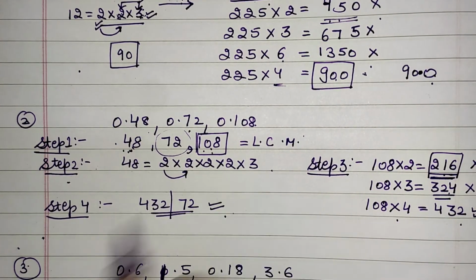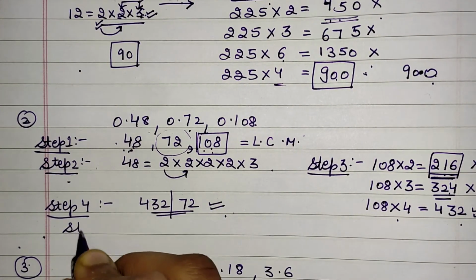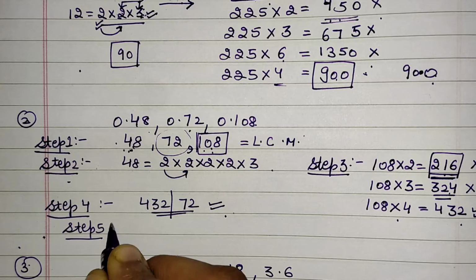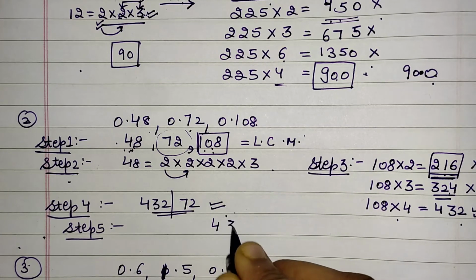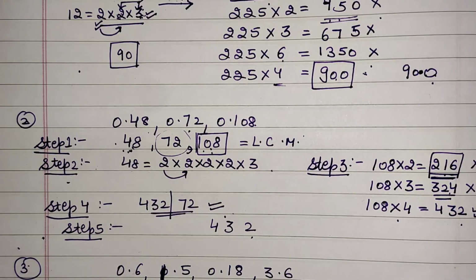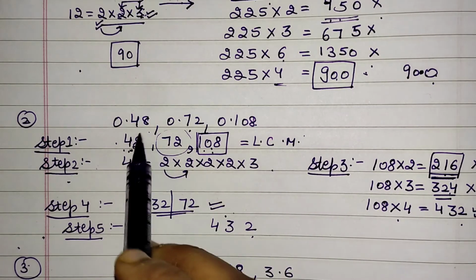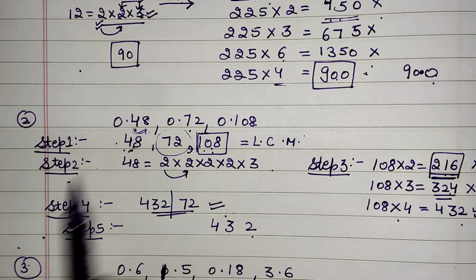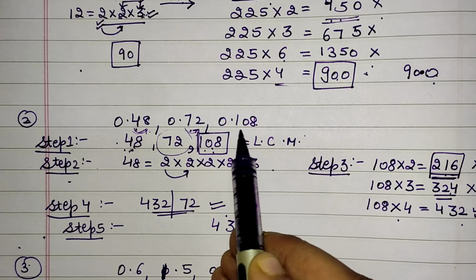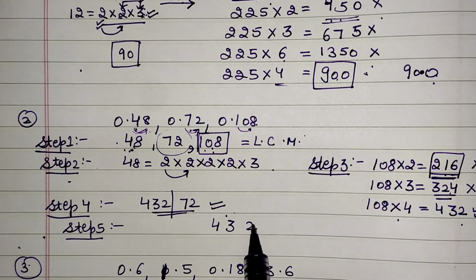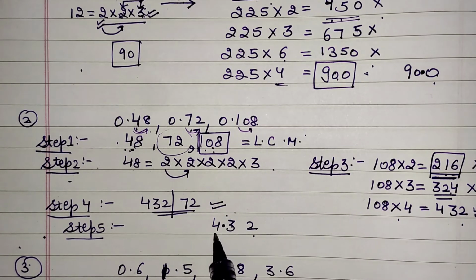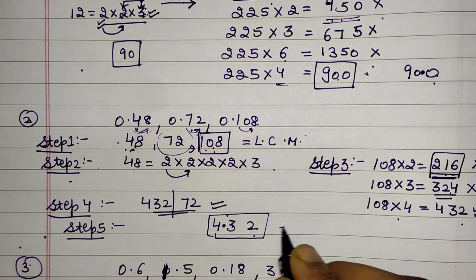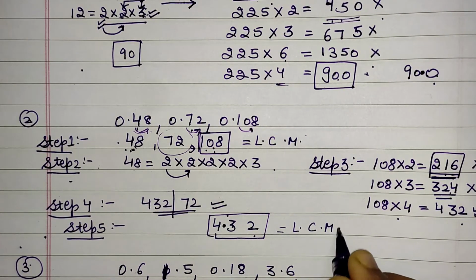So it is also divisible by 128. Step number 5: now I know that my value is coming out to be 432. Now I check where I have to put the decimal. The number of decimal digits here is 2, here is also 2, but here it is 3. So before how many digits will I put the decimal? 2. So my LCM is going to be equal to 4.32.